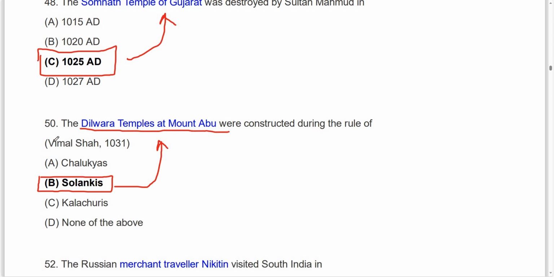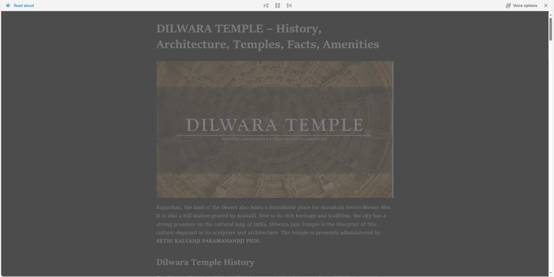So we're going to take a look at this in some more detail. Dilwara Temple: history, architecture, temples, facts, amenities. Rajasthan, the land of the desert, also hosts a formidable place for mountain lovers, Mount Abu. It is also a hill station graced by the Aravalli. Due to its rich heritage and tradition, the city has a strong presence on the cultural map of India. Dilwara Jain Temple is the blueprint of this culture, depicted in its sculpture and architecture. The temple is presently administered by Sethi Kalyanji Paramanandji Trust.